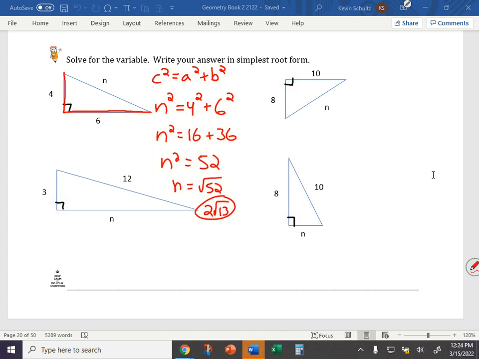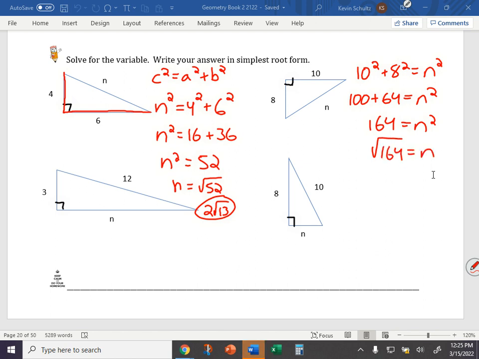Let's look at the next one. Someone set up the equation for me. Next one being the one to the right. Cindy. 10 squared plus 8 squared equals n squared. Our legs of 10 and 8. Very good. Square each of them. We're going to add them together. That equals hypotenuse squared. So this would give us 100 plus 64, or 164.